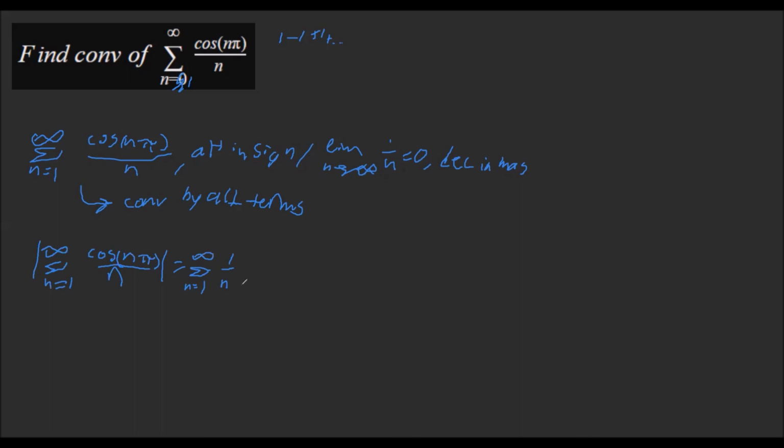Okay, so we can use the p-series test on this equation. We can see that p is equal to 1, meaning this is a harmonic series and that it diverges. So we can say that this series diverges by the p-series test. And since the original series converged and the absolute value of the series diverged, we can say that the original series converges conditionally, not absolutely.